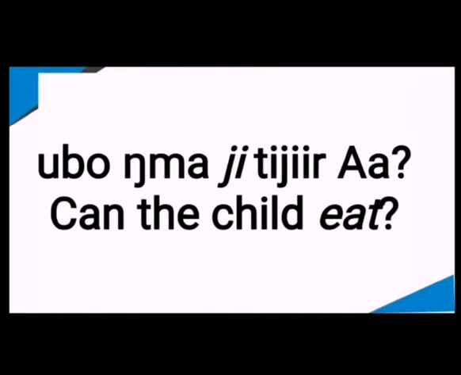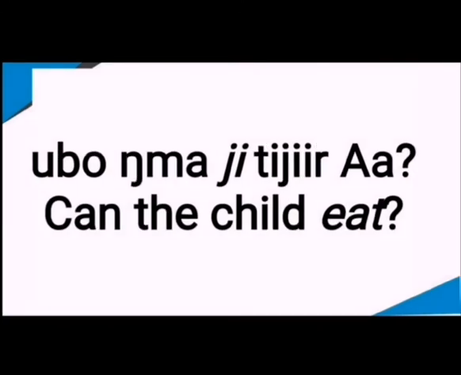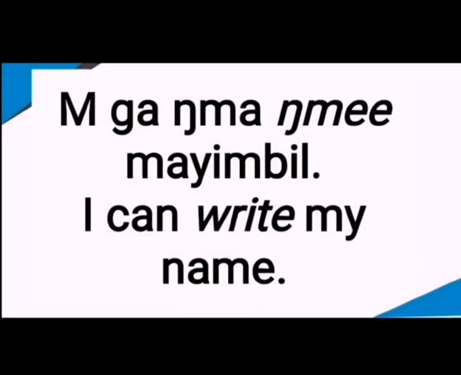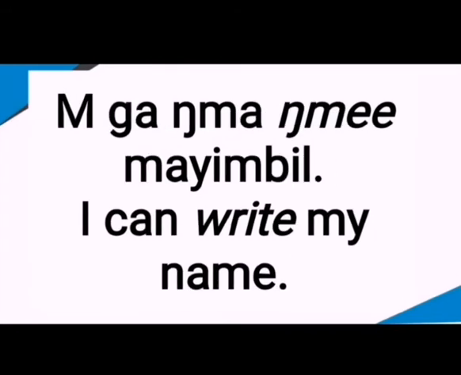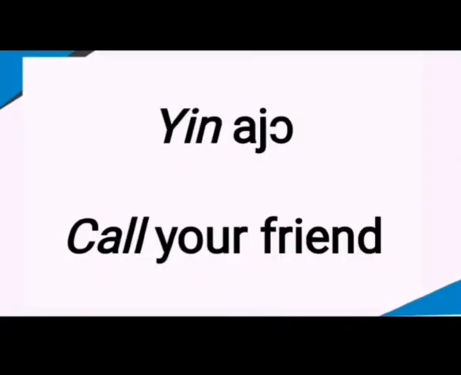Obo ŋmee tijiir a. Can the child eat? Nga ŋmee mayimbil. I can write my name. The words ŋmee and write are verbs.